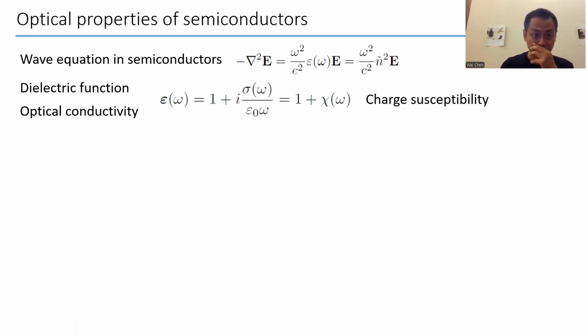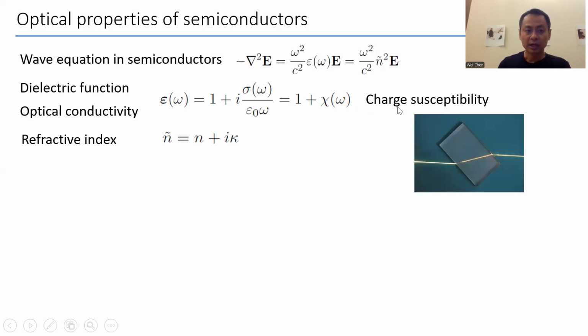Now, this dielectric function can be further written as 1 plus i times the optical conductivity divided by frequency. Or you can think of your media as a charge polarization that oscillates with time. And in this sense, you introduce this chi, which is what we call the charge susceptibility. Now, the refractive index, n tilde, is also complex and has a real and imaginary part.